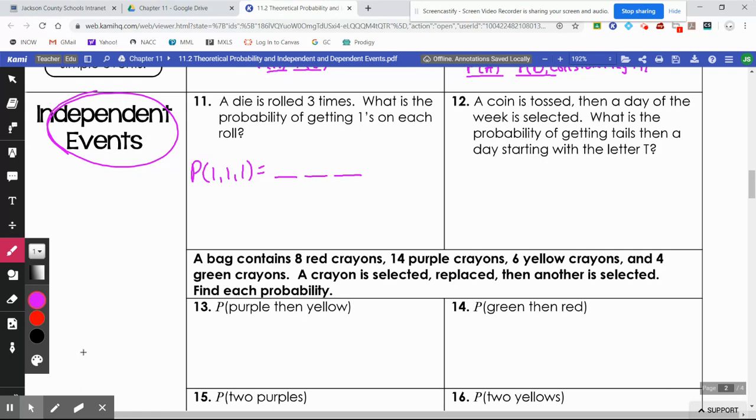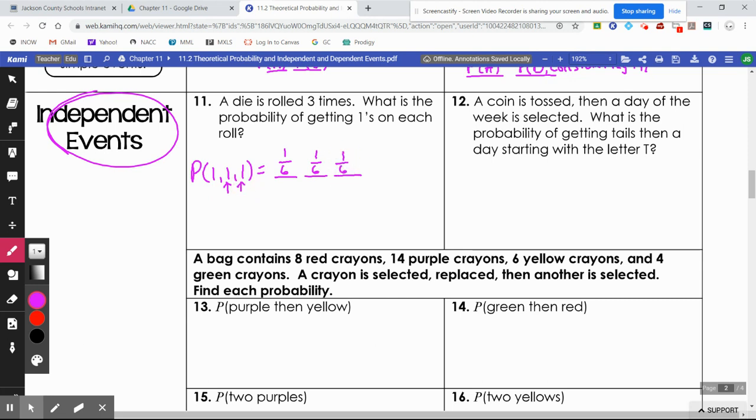What is the probability of getting a 1 on my first roll? Well, I know that there's only one 1 on the dice, and there's 6 total sides. The probability of rolling a 1 would be 1 in 6, and then forget about that and go on to the second roll. What is the probability of rolling a 1 my second time? It would be a 1 out of 6 as well. And then my third time, the probability would be another 1 out of 6.